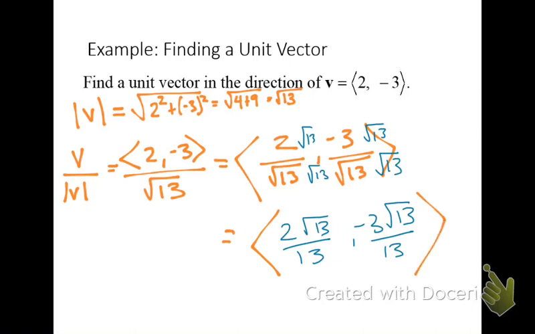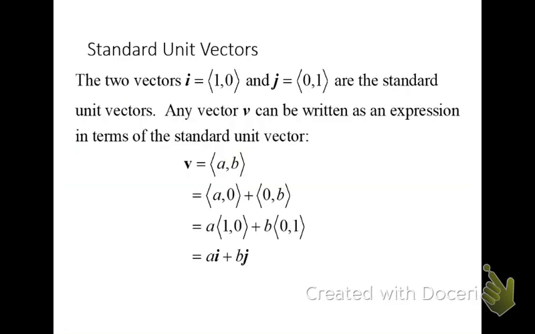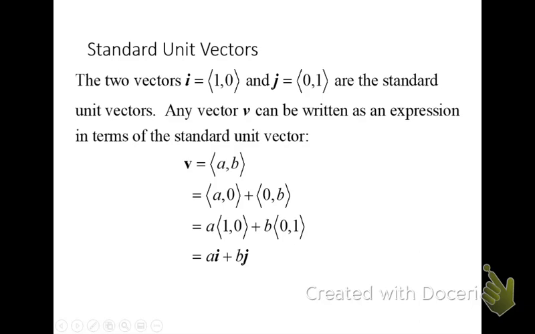Okay, so there are two very special types of unit vectors that are our standard unit vectors. They're the vectors i and j, and they're called my standard unit vectors. We honestly use them to write out most unit vectors that we know.